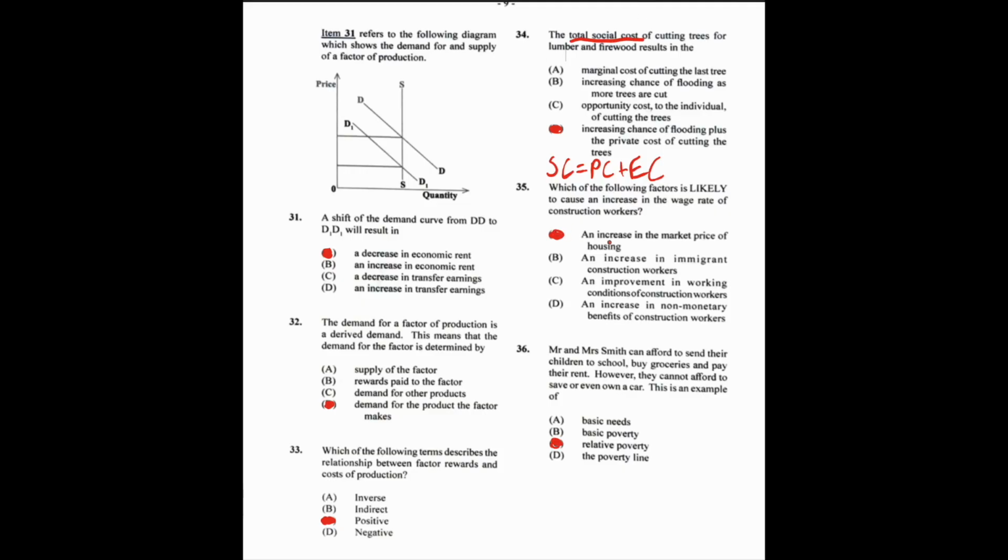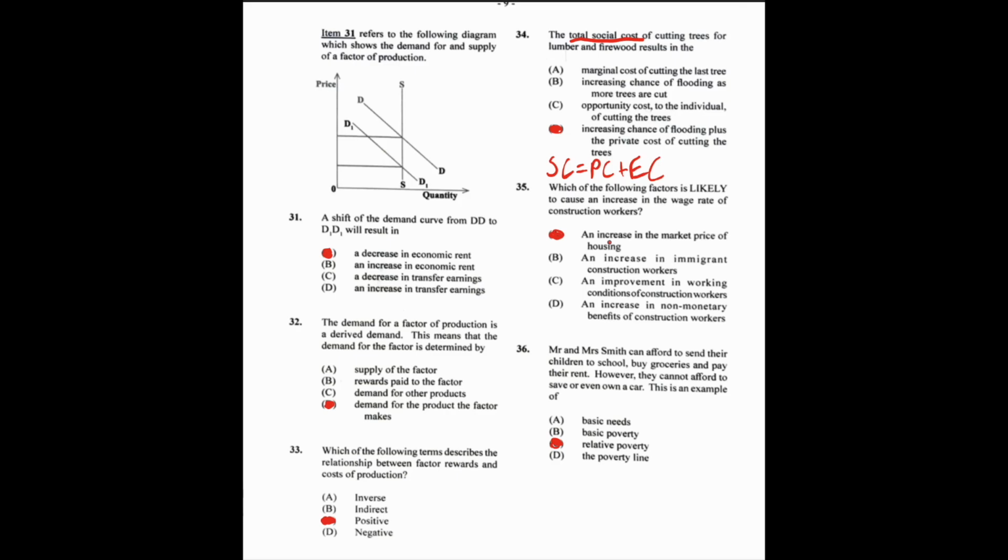35 says, which of the following factors is likely to cause an increase in the wage rate of construction workers? And we say the answer is A, because, first of all, housing is considered a need, something demanded by the workers in terms of their income. So to get housing, you need to have income. And if the overall market price of housing is going to increase, they're going to demand more income from wherever they work. In this case, construction workers will demand an increase in wages in order to offset that increase in the housing which they demand with their income. So the answer will be A.